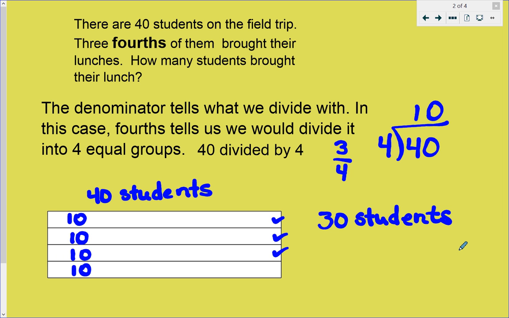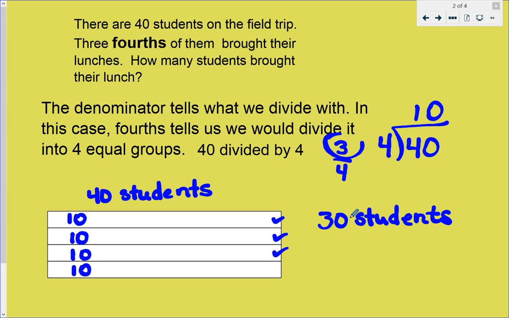Okay? So let's go over that again. There are 40 students, that's where my 40 comes in, on the field trip. 3/4 of them brought their lunches, 3/4. The 4 tells me how many groups I have equally. So I have 4. I divide that out, but I need 3 of those groups. That's where that 3 comes from when I go 10, 20, 30. And I get 30 students.